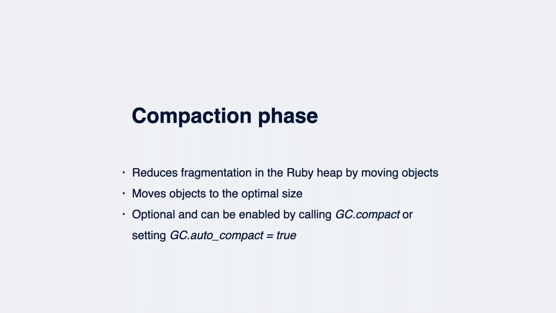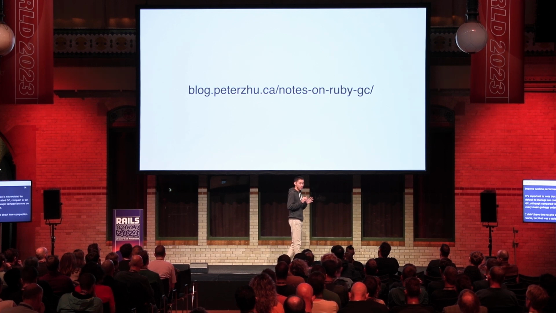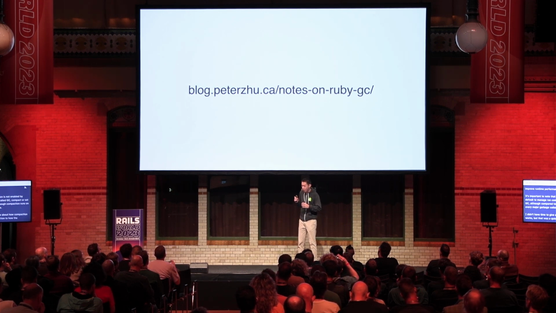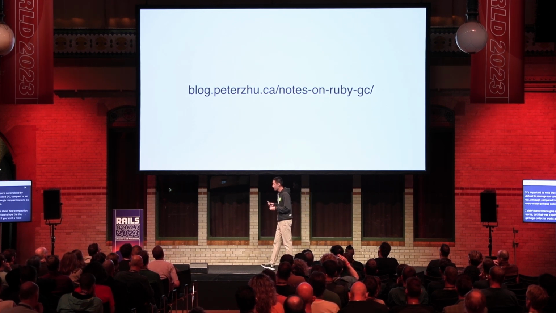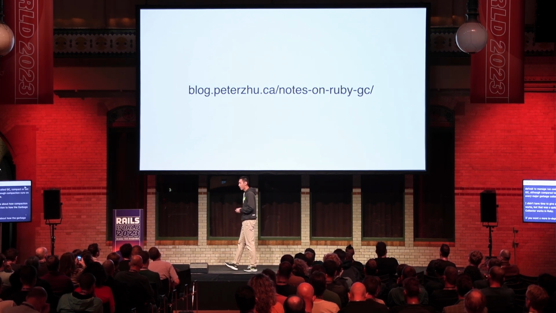It's important to note that compaction is not enabled by default. To manually run compaction, call GC.compact or set GC.auto_compact to true. Autocompaction runs on every major garbage collection cycle. I didn't have time to give an example about how compaction works, but that was a quick introduction to how the garbage collector works in Ruby. If you want a more in-depth article about how the garbage collector works with examples, check out my blog post at this link.